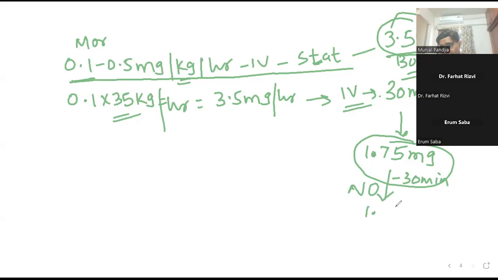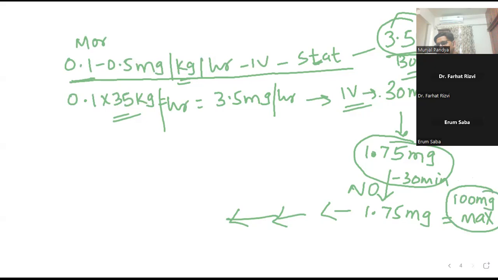How much maximum dose can we give for morphine? 100 milligram, I think, is the maximum dose. Is this a guess or do you know that? No, sir, I read somewhere. Somewhere is difficult. Where do I find somewhere? Okay, so 100 milligram.